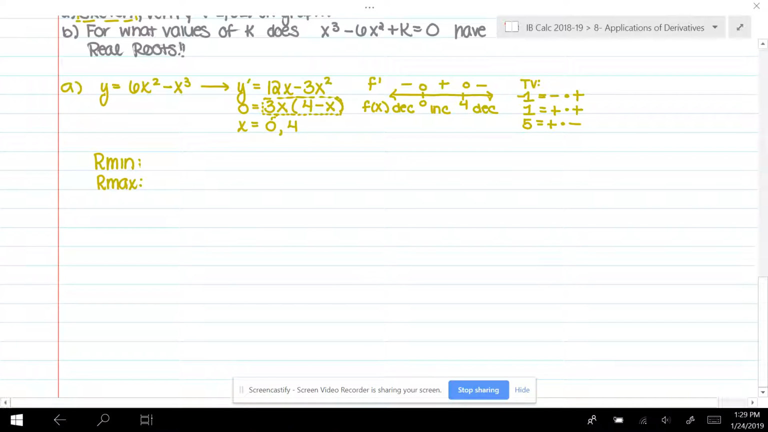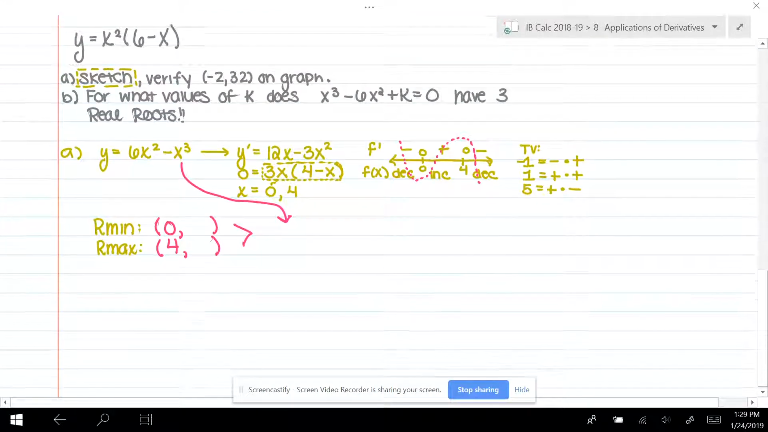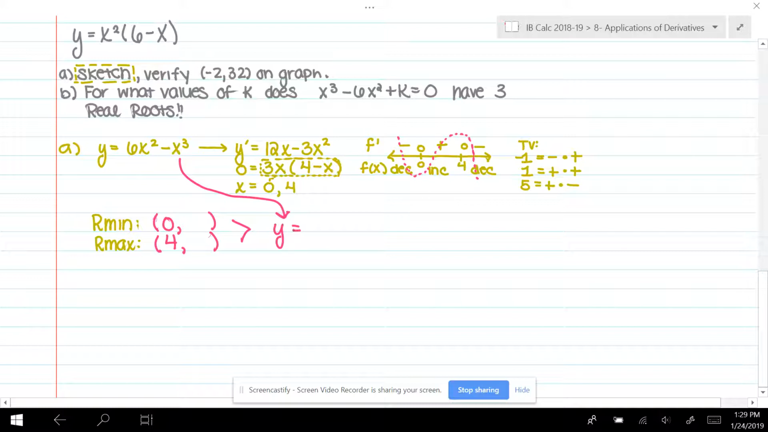Because my original function is going decreasing to increasing to decreasing, I can see I have a relative min at 0 comma something, and I have a relative maximum at 4 comma something. I just need to get those y values. Because I'm trying to describe the original function, I'm going to sub those into my original guy. I actually think subbing into the factored version is probably easier, right? x squared, 6 minus x. Subbing 0 in is easy enough because when you sub 0 in, you're just going to get 0, 0.